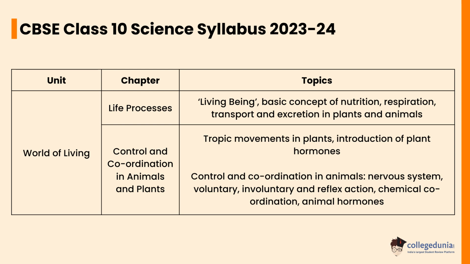In Life Processes, the topics are Living Being, Basic Concept of Nutrition, Respiration, Transport and Excretion in Plants and Animals. In Control and Coordination in Animals and Plants, the topics are Tropic Movements in Plants, Introduction of Plant Hormones, Control and Coordination in Animals, Nervous System, Voluntary, Involuntary and Reflex Action, Chemical Coordination, Animal Hormones.